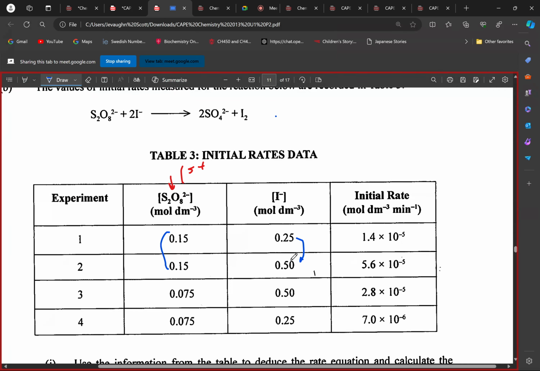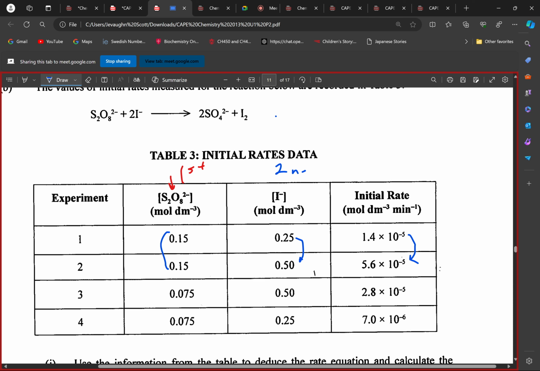Is it doubling? 0.25 times 2 is what? 0.5, right? So that's doubling. Is this doubling as well? What's that change? So the concentration is doubling, but the rate is quadrupling. So the rate will be second order. Yeah. All right. The rate is quadrupling, so it is second order.